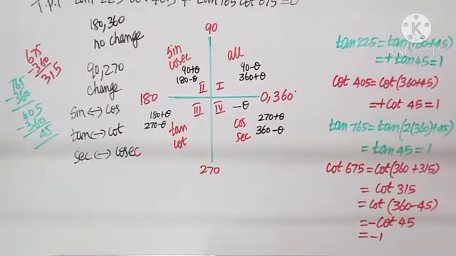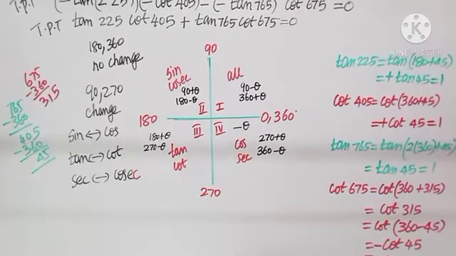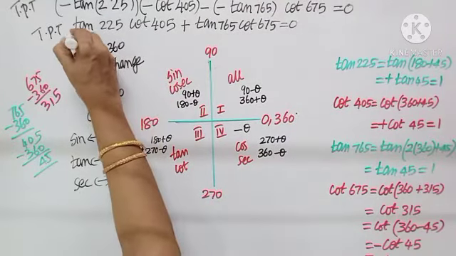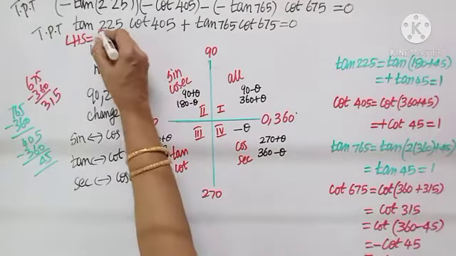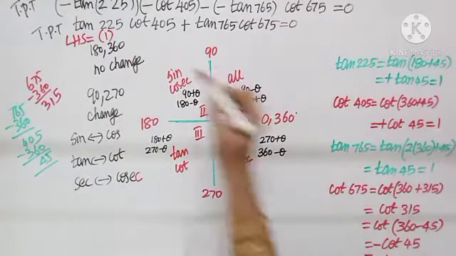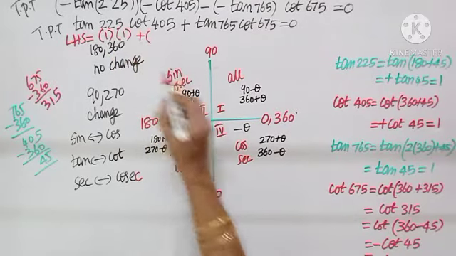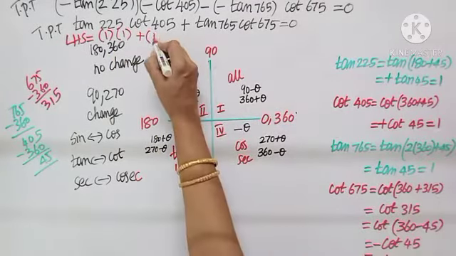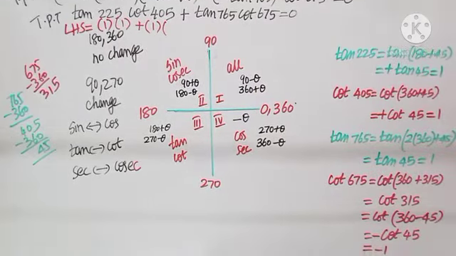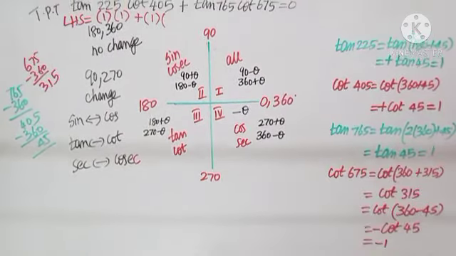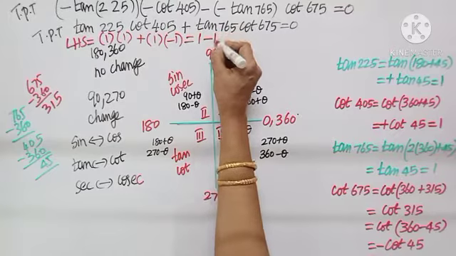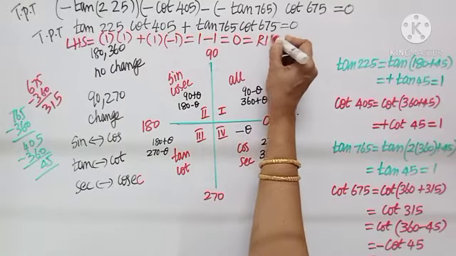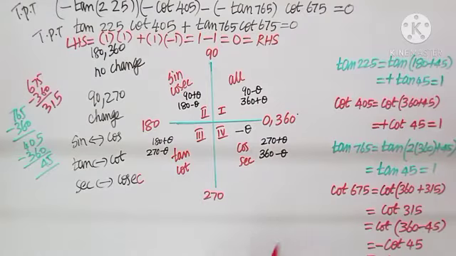All these values let us substitute in the given question. What is the question? It is tan 225. So we start LHS equal to tan 225. My answer is 1. Cot 405 is also 1, plus tan 765 is also 1. Cot 675, as we derived, is minus 1. So substitute minus 1. 1 into 1, 1. 1 into minus 1, minus 1. My answer is 0 and 0 is the RHS. So we have proved the problem.